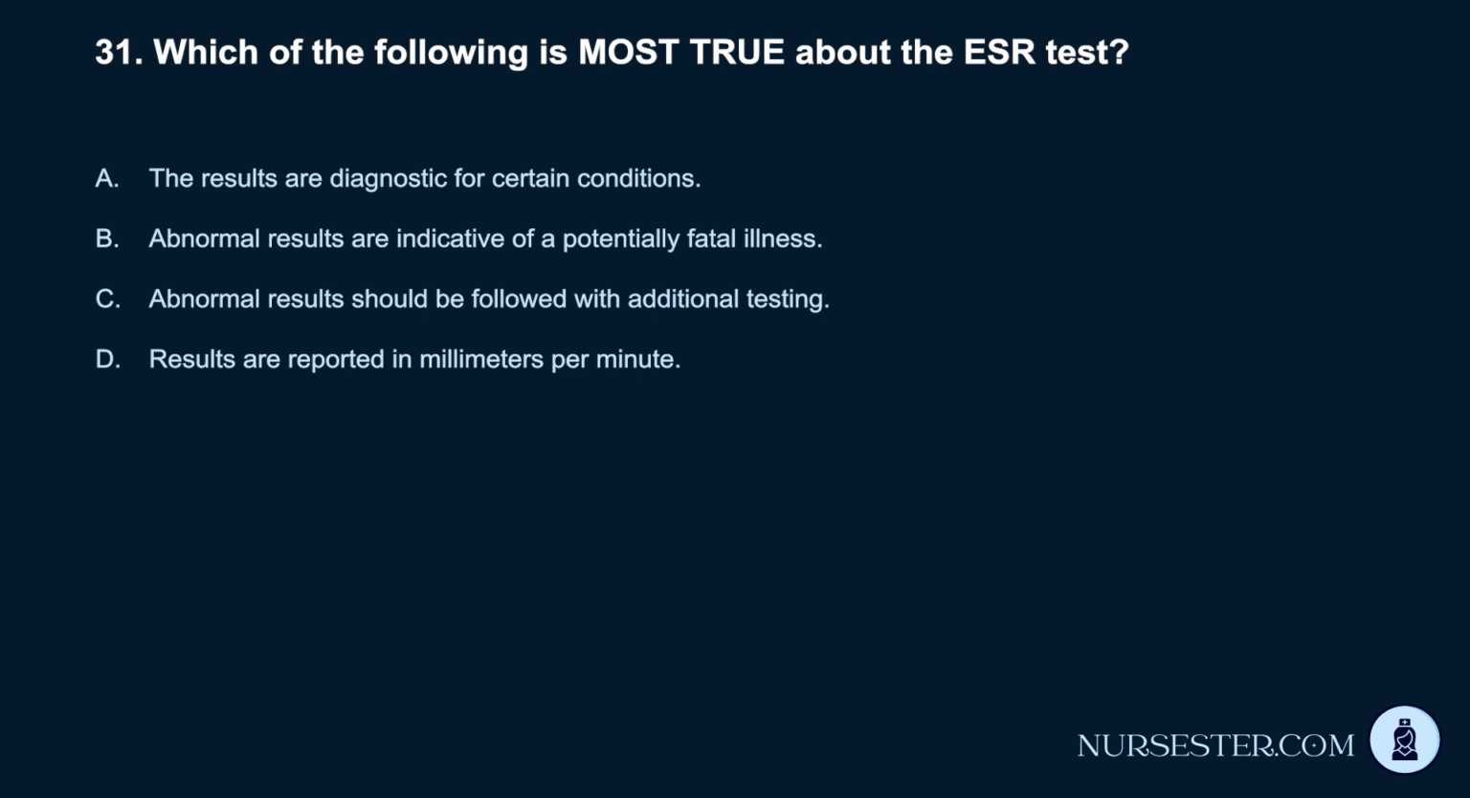31. Which of the following is most true about the ESR test? A. The results are diagnostic for certain conditions. B. Abnormal results are indicative of a potentially fatal illness. C. Abnormal results should be followed with additional testing. D. Results are reported in millimeters per minute. Correct answer, C. Abnormal results should be followed with additional testing.